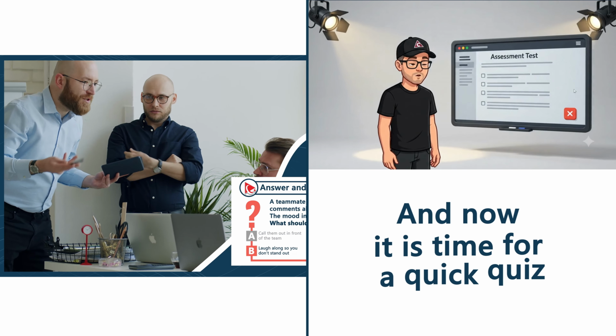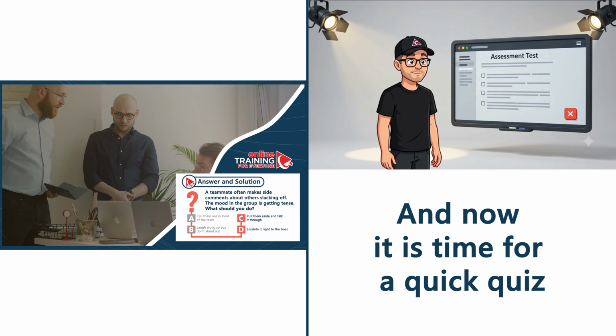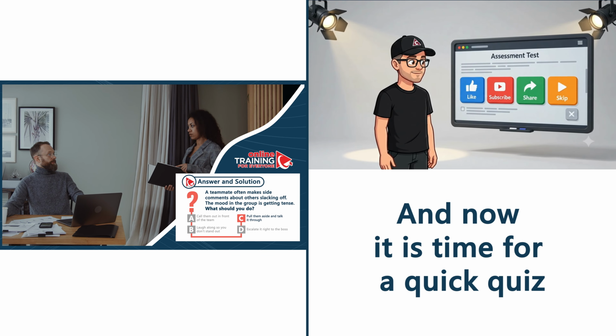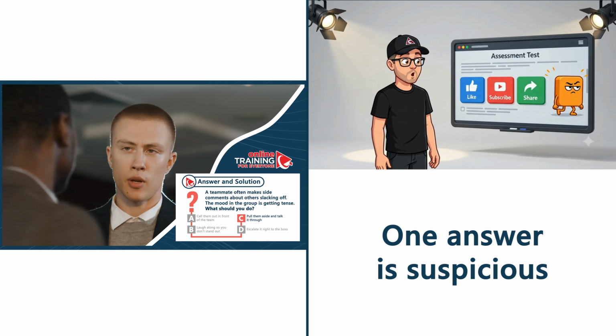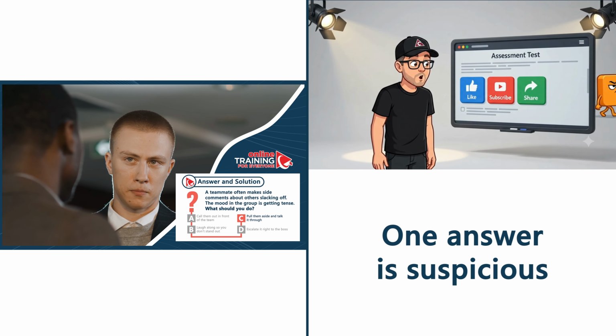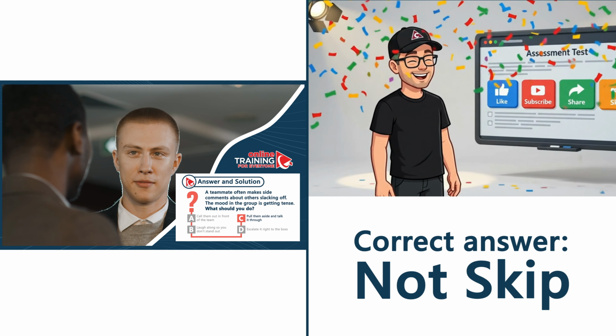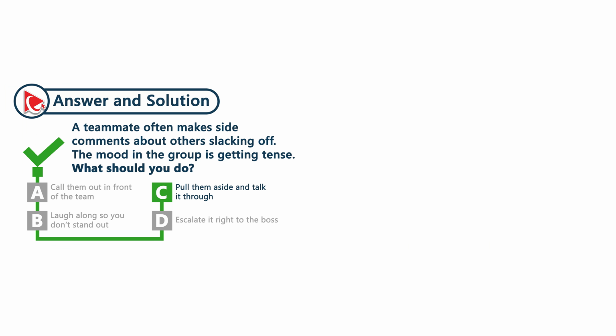Let's think it through. Calling them out might create drama. Laughing along, that just fuels the fire. Reporting them skips over a chance to solve it directly. Your best move? Have a respectful private chat. It protects relationships, gives them a chance to reflect, and shows leadership without making a scene. So the correct answer here is choice C.